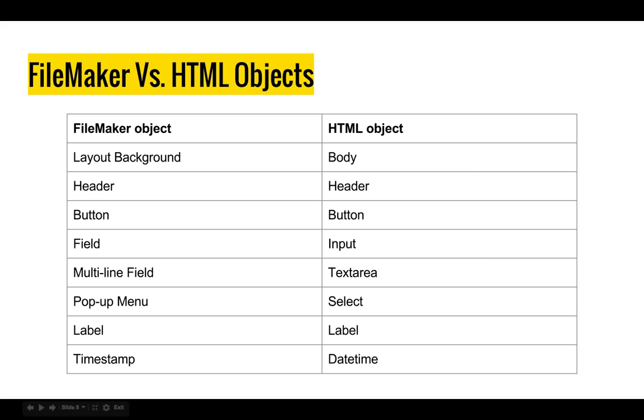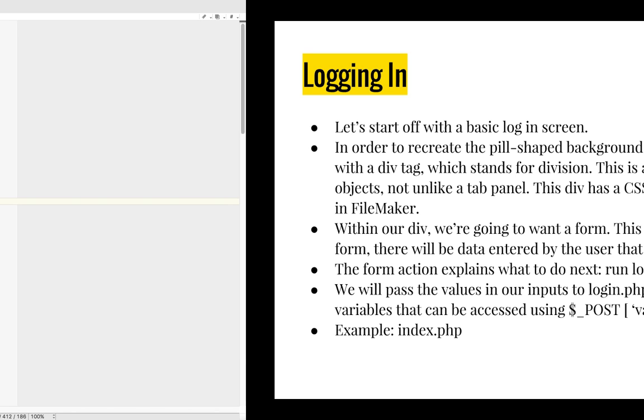Buttons are still called buttons. Fields become inputs. A multi-line field becomes a text area. A pop-up menu becomes a select. Labels are still called labels, and timestamps are called datetime. So a lot is very similar, but a little bit different, just enough to throw you off.